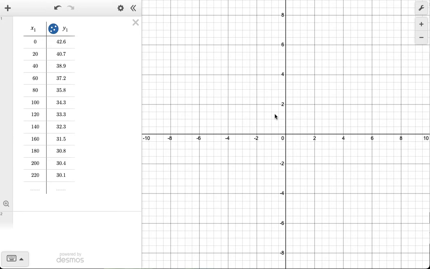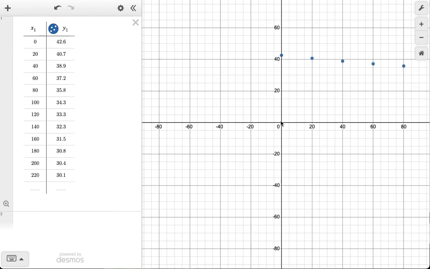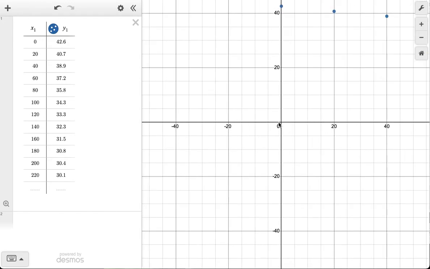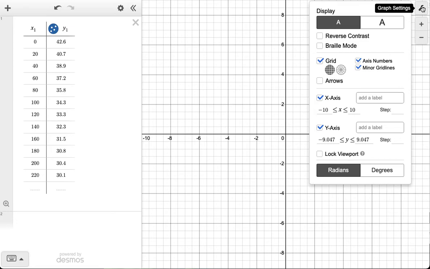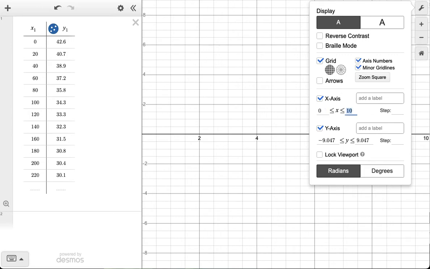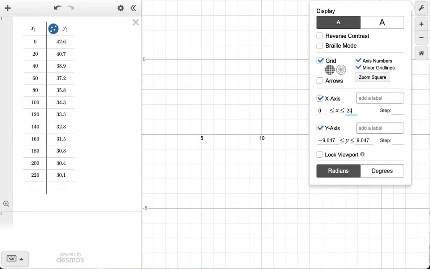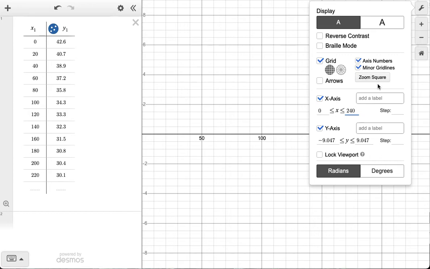You've seen me talk a million times about how zooming in and zooming out is not good. Like, that's not very useful. In this case, though, because we have the numbers in front of us, it definitely makes sense to just go to the graph settings button here and type in the numbers that you want. On the x-axis, we're measuring from 0 seconds to 220. If you want, you can go a little bit to the side so you have a little bit more room. And we're measuring time. So you can either say time or seconds or both.